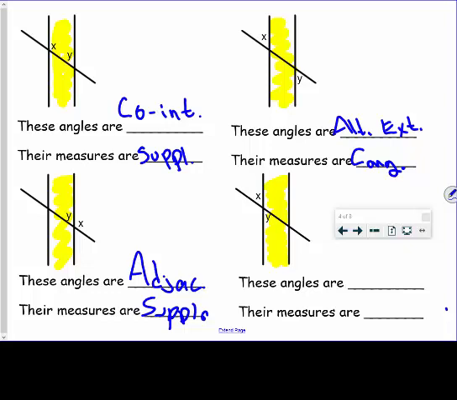Alright, guys, somebody help him out. What is it? Vertical. And vertical angles are congruent. Anthony, I'm telling you, it's not going to do any good just to copy what I have if you're not trying by yourself.